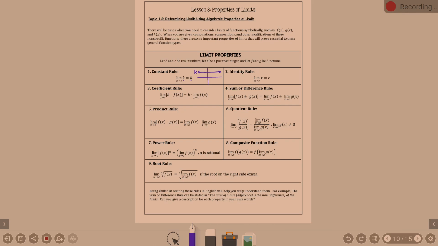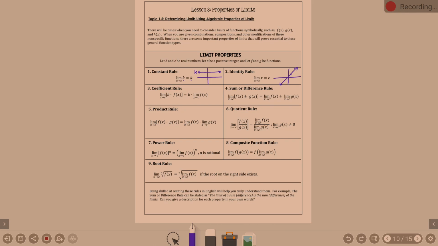Identity rule, the limit as x approaches c of x is equal to c. It's almost like you can just plug that number right in there. And this would have to do with, you guys remember your perfect diagonal line? Y equals x. If it's on that perfect diagonal line, you plug in 2, you're going to get 2 out. You approach 3, you're going to get the y value of 3, so on and so forth. Okay, but again, these are just rules that will speed things up.